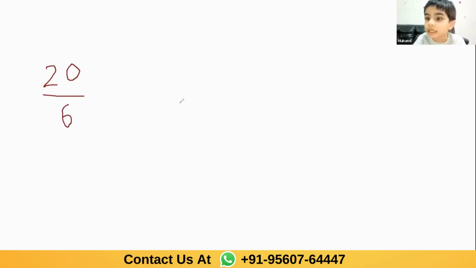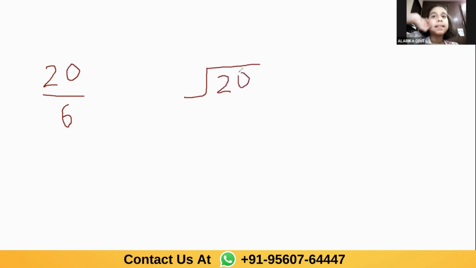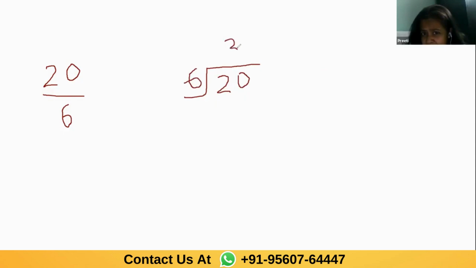See, suppose I have 20, okay? And I have 6 here. 20 doesn't come in the table of 6. Ma'am, I was disconnected. So can you repeat? Sure, Mukund. I'm explaining it using another example. 20 is my dividend and 6 is my divisor. Okay. 6 3s are 18. That is the number which is less than 20 and which is close to 20 in the table of 6.